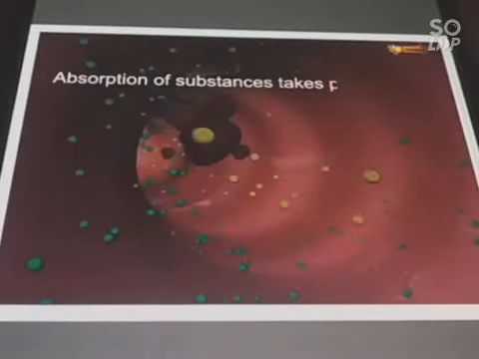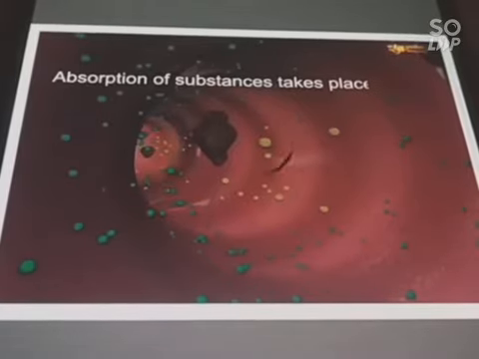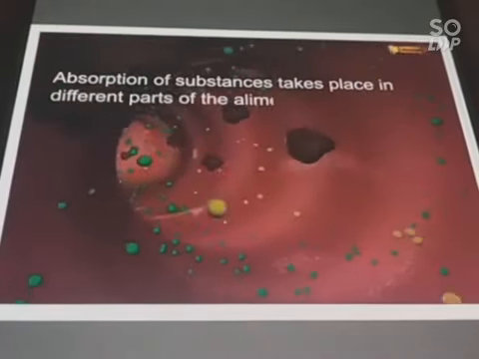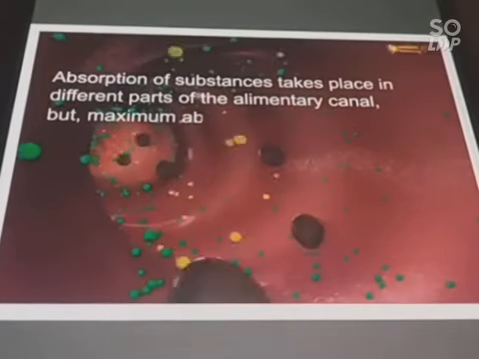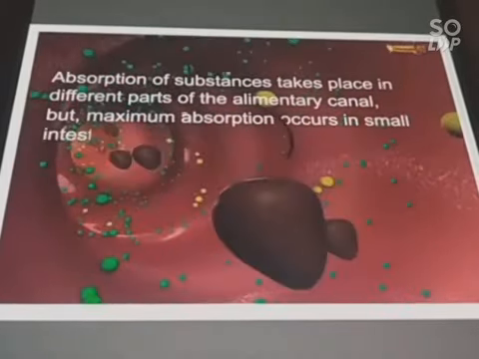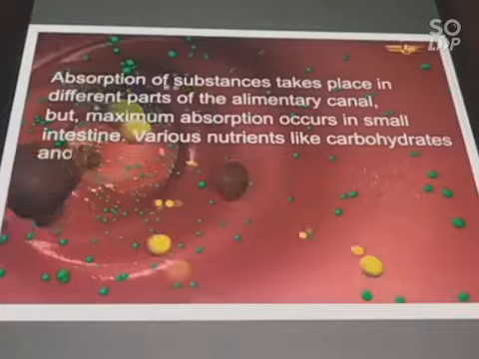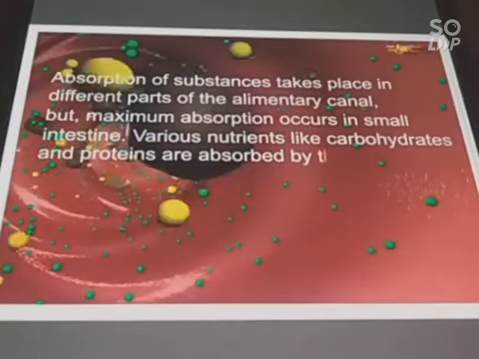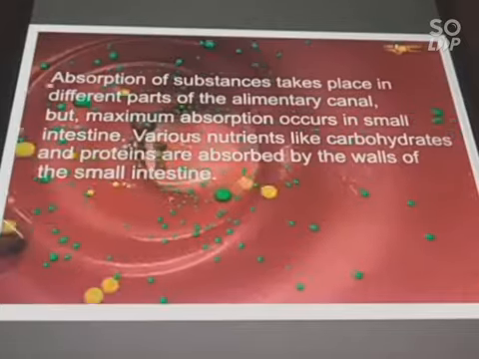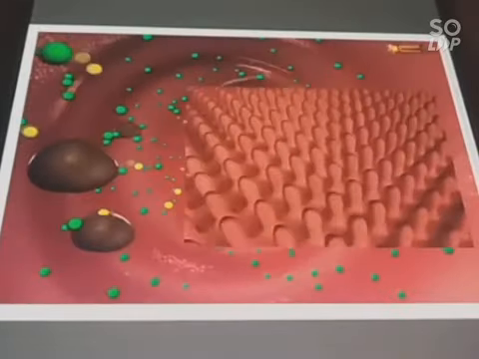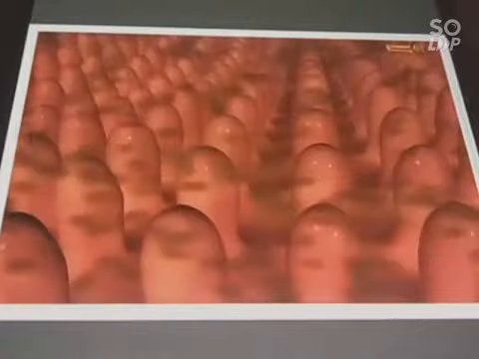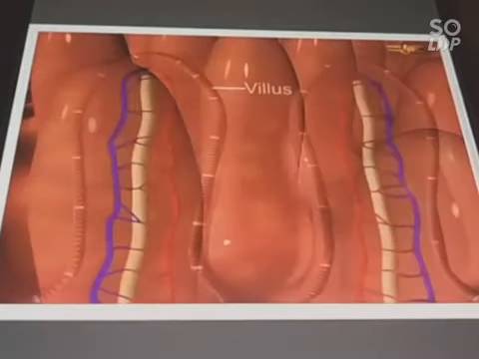Absorption of substances takes place in different parts of the alimentary canal, but maximum absorption occurs in the small intestine. Various nutrients like carbohydrates and proteins are absorbed in the walls of the small intestine. In order to increase the inner surface area for absorption of the digested food, the lining of the small intestine contains a large number of tiny finger-like projections called villi.